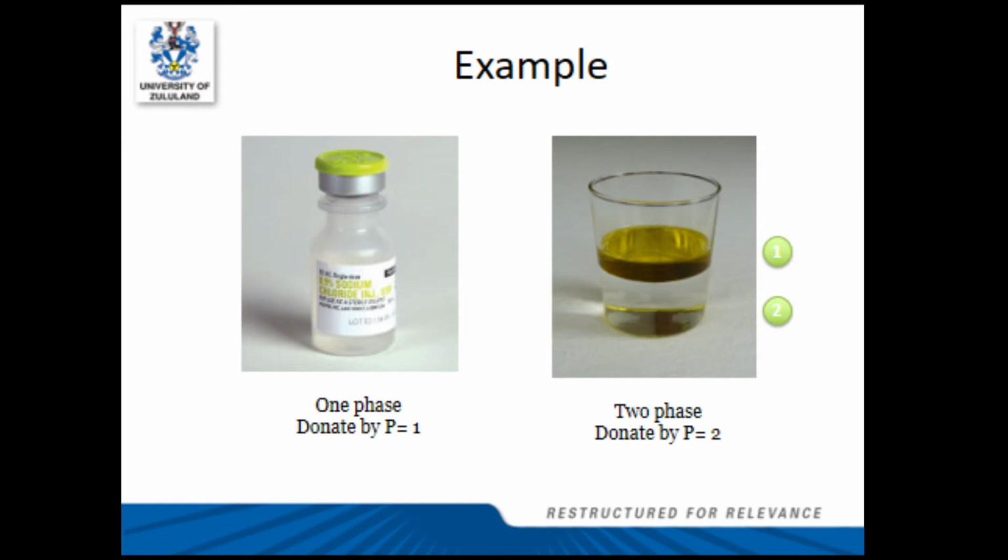But looking at the mixture on the right-hand side, from that glass, we can see that we have two phases. There is a bottom solution that is colorless, and the solution on top of that glass looks yellowish. So looking at that particular mixture, we have immiscible liquids. Those liquids cannot mix. So in that case, the value of P will be equal to 2.